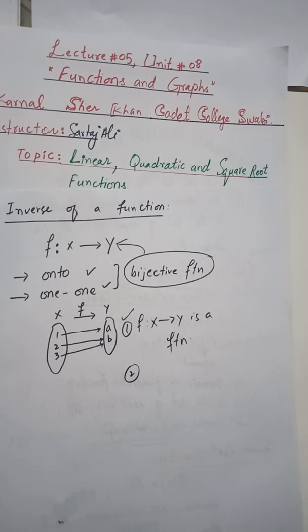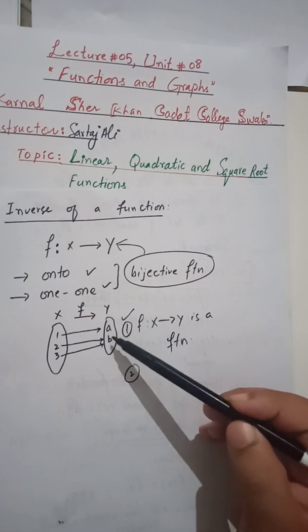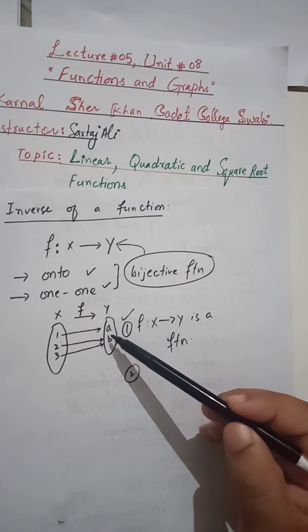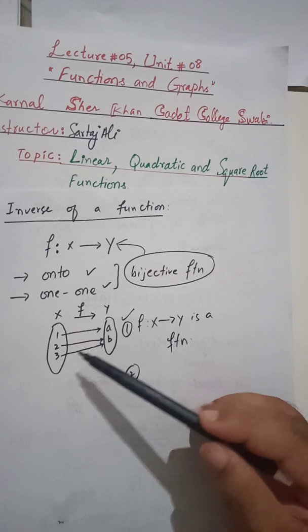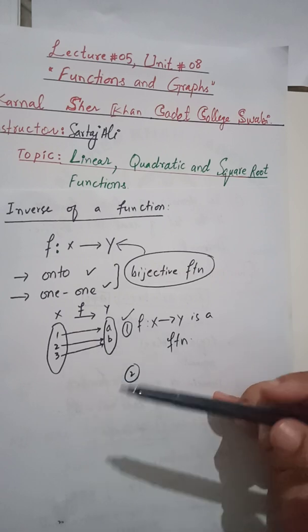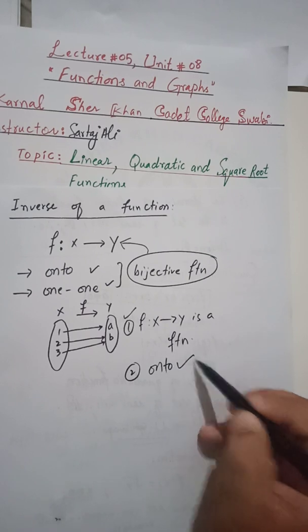In other words, we can say that your codomain is covered. Your codomain is covered means for every codomain value there must be some pre-image. For a the pre-image is 1, for b the pre-image is 2 as well as 3. So all the codomain is covered, and this function is onto as well.